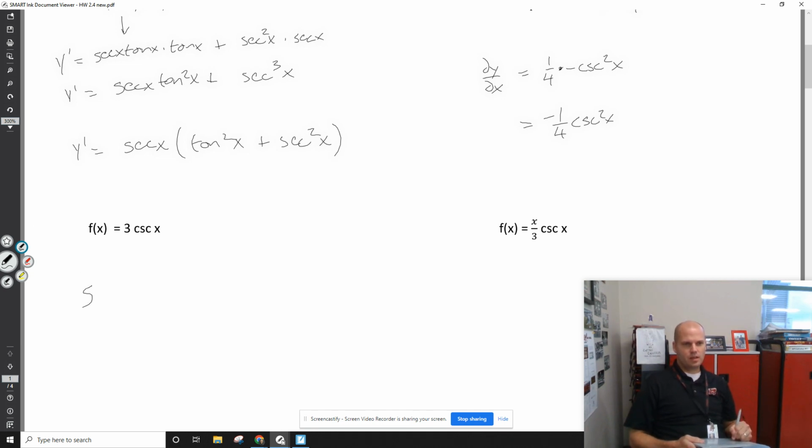Down to this one again, 3 is not a function, it's just a constant. You could leave it alone. The derivative of cosecant is negative cosecant cotangent. If you wanted to rewrite this, you can move the negative in front of the 3. Make sure you know you're multiplying everything together, not adding or subtracting.